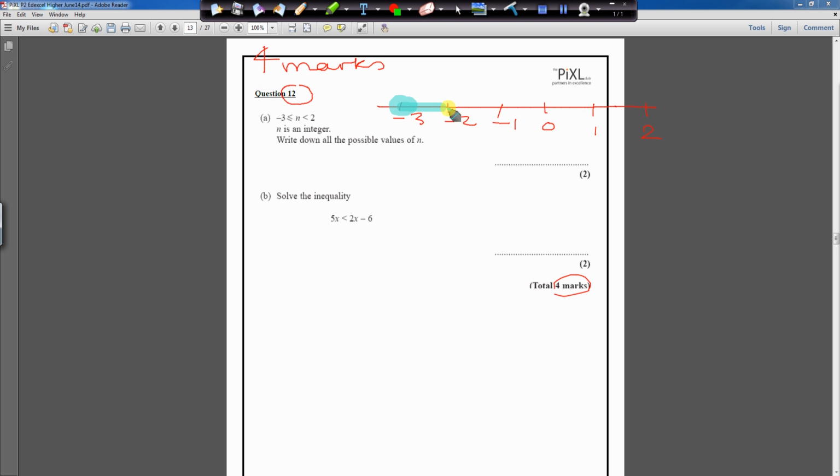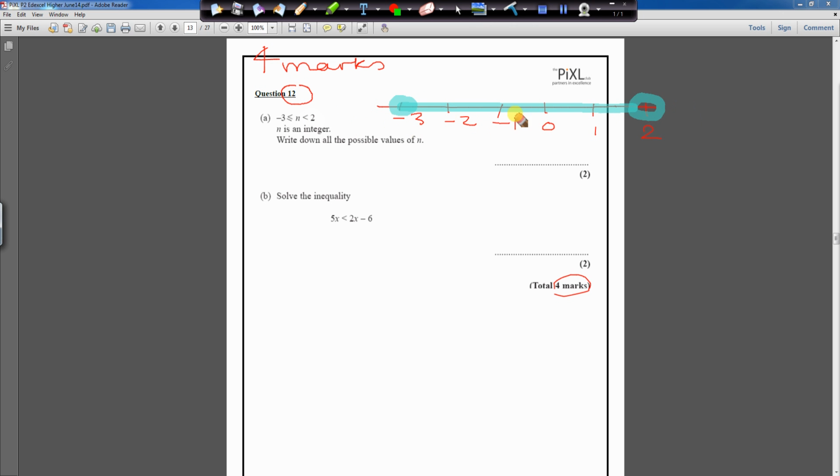So we go all the way across, it has to be less than 2. We come up to 2, and 2 is not actually part of our answer, so I call that an empty circle. Now this solid dot means -3 is part of my answer. The integers -2, -1, 0 and 1 are part of my answer, but the 2 in the question is not part of the answer.